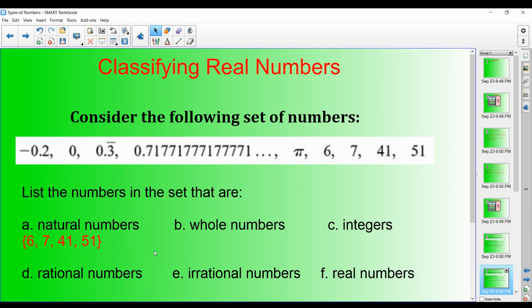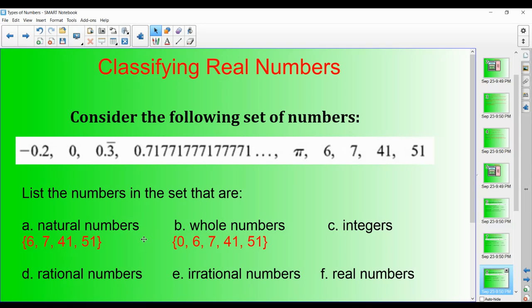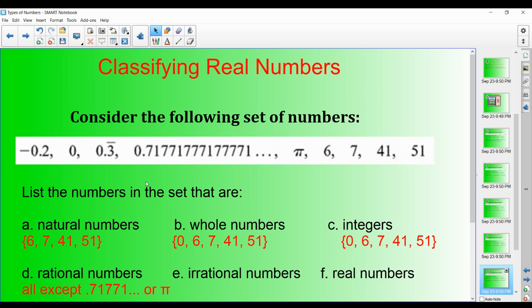The whole numbers can include 0, so it's all of the natural numbers, but it also includes 0 now. The integers, if there were any negative whole numbers, they'd be included in this list, but there are no negatives besides negative 0.2, and that's a decimal. So integers in this case and whole numbers, it's the same set. Rational is anything that repeats or ends. So we're going to add negative 0.2, we're going to add 0, we're going to add 0.3 repeating.